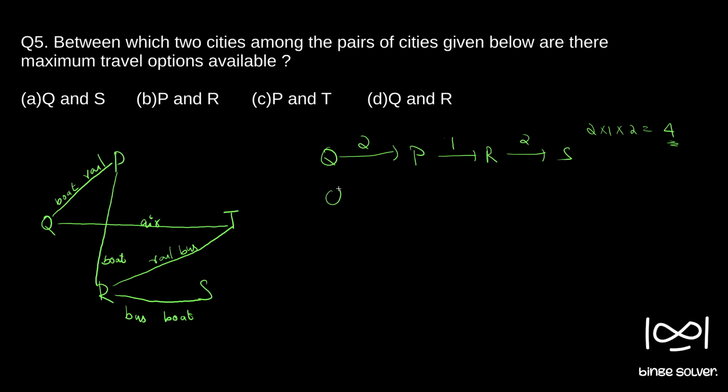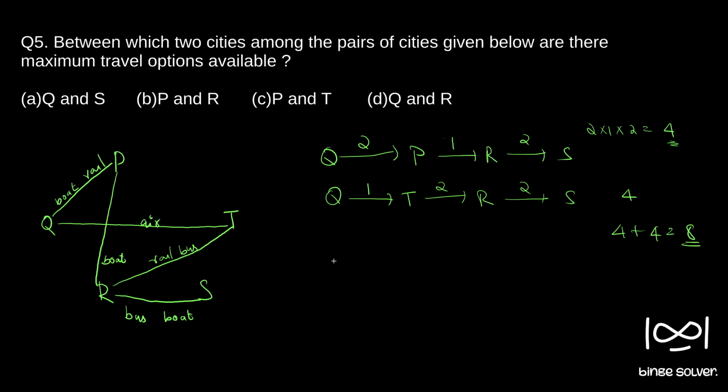Then we can also take Q to T, which has only one combination, which is air, and then T to R, which has two combinations, then R to S, which has two combinations. So 2 into 2 into 1, so total 4 combinations. So these are the two ways we can go from Q to S. So total 4 plus 4, 8 combinations can be formed when traveling from Q to S.